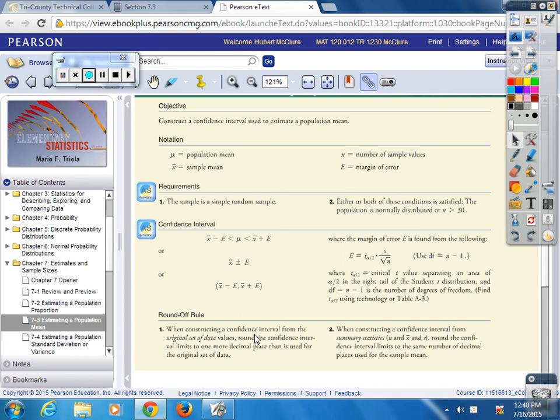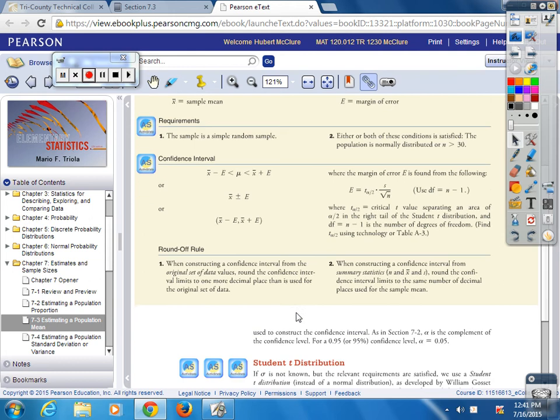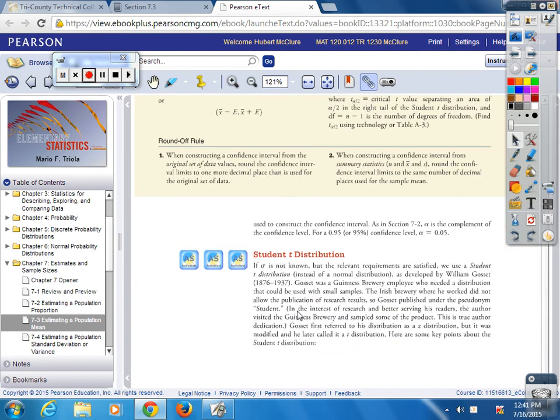It says, when constructing a confidence interval from the original set of data values, round limits to one more decimal place than is used for the original set. So if your original set of data is to the tenths, you round to the hundredths. If it's in the hundredths, you round to the thousandths. Okay? And they should give us a problem probably on the next page.